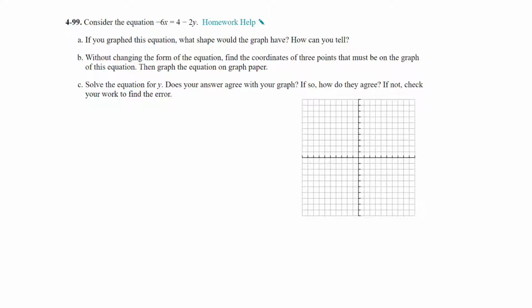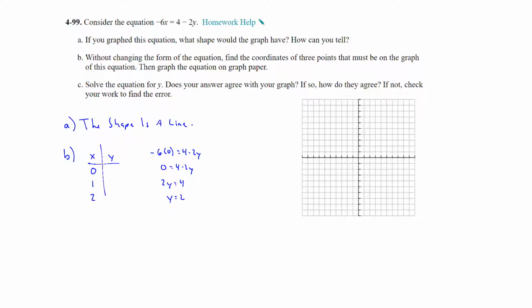So to find 3 points without changing the form, we'd probably plug in some input values for x and solve for y, which we can do. So I set up a table and plug in the values 0, 1, and 2. And we'll just do the work off to the side. Negative 6 times 0 is equal to 4 minus 2y. So 0 is equal to 4 minus 2y. Add the 2y to the other side and divide by 2. So y is equal to 2.